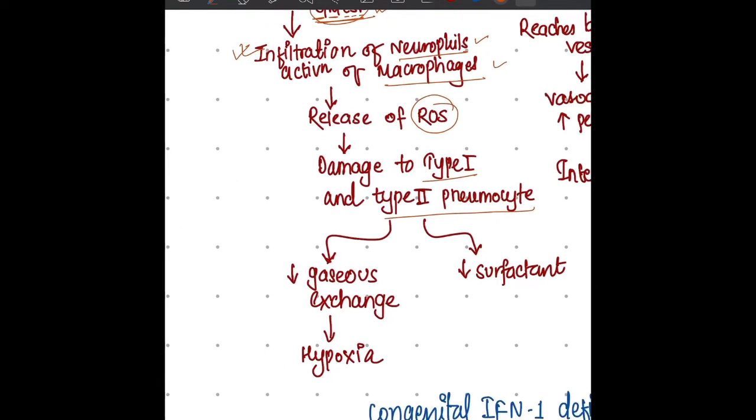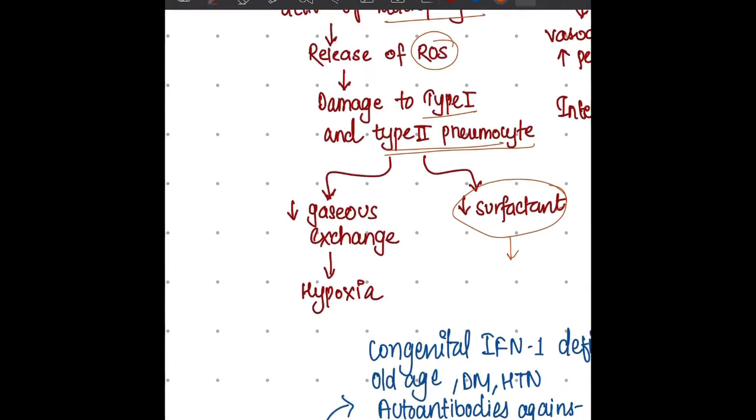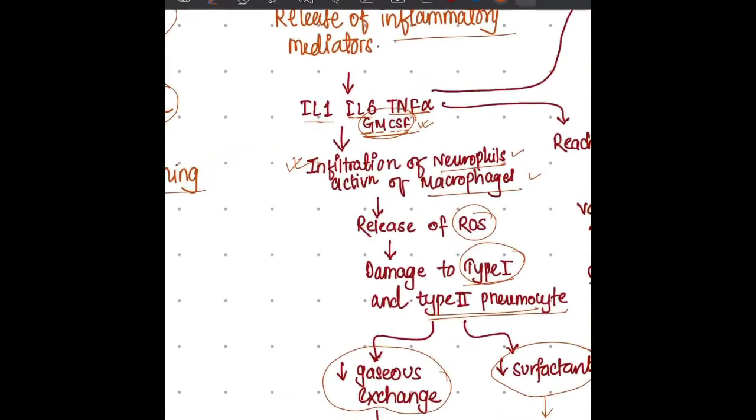Then once again, we know that after damage to type 2 pneumocytes there is a decrease in surfactant, increasing the surface tension, causing collapse of the alveoli. And because of damage to the type 1 pneumocytes, which are important in gaseous exchange, there is decrease in gaseous exchange, which leads to hypoxia, right? So this was the effect of these cytokines within the lung parenchyma.